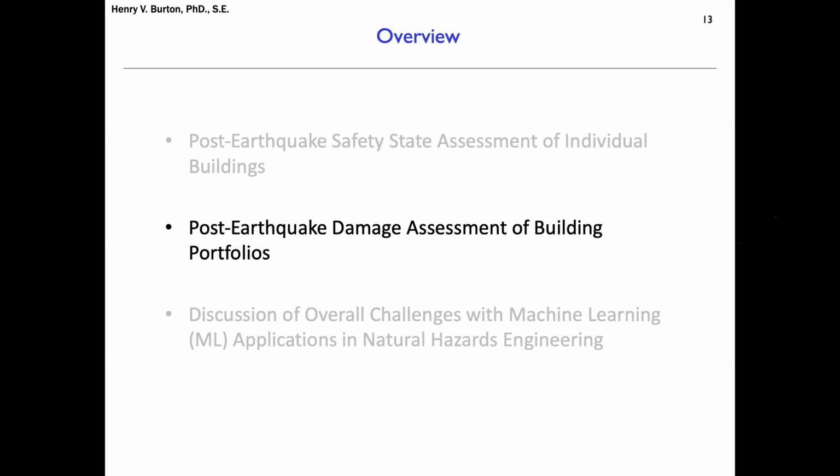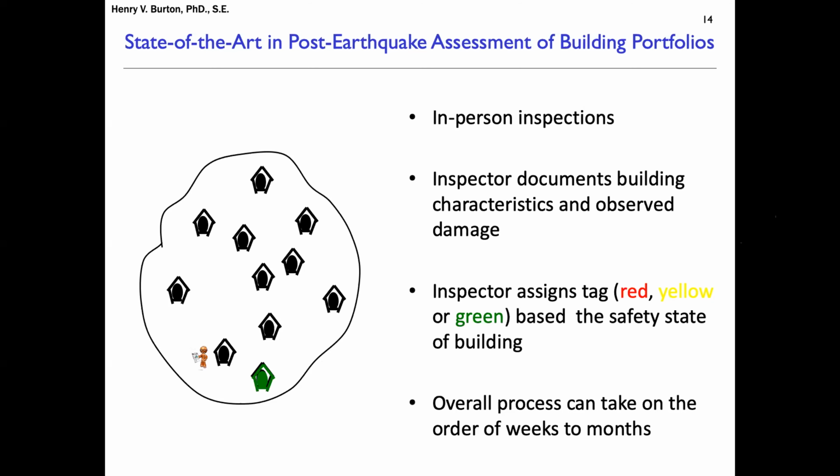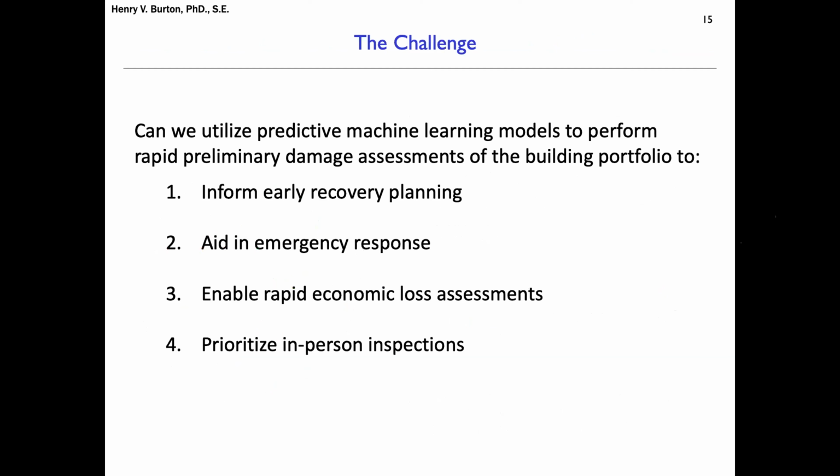Okay, so now I'm going to switch to still with the theme of post-earthquake damage assessment, but now for building portfolios. And again, starting with the general workflow, same as with individual buildings, but typically what happens after a major event is that the building department would commandeer a set of volunteers that would go out and do inspections, and they would tag the buildings red, yellow, or green. Red is unsafe, green is it's safe to go in, yellow maybe it needs some more inspections. And this process can take quite a bit of time depending on the event, on the order of weeks, even to months.